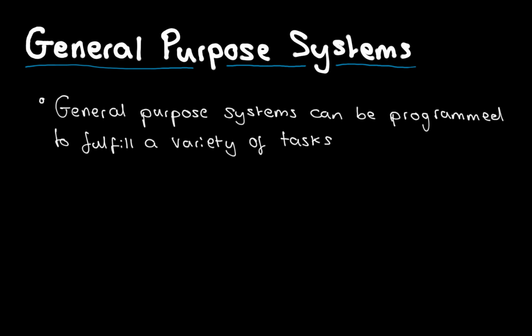So, in order to understand what an embedded system is, first we need to talk a bit more about general purpose systems. It's likely that you're watching this very video on a general purpose system. It's defined as anything that can be programmed to fulfill a variety of tasks. Those tasks could be watching videos, playing games, or browsing the internet. Really, anything that you can do on your tablet or phone or computer is something that a general purpose system should be able to do.